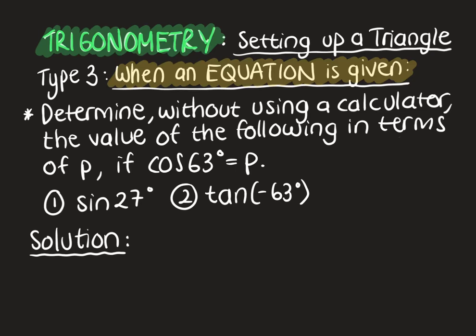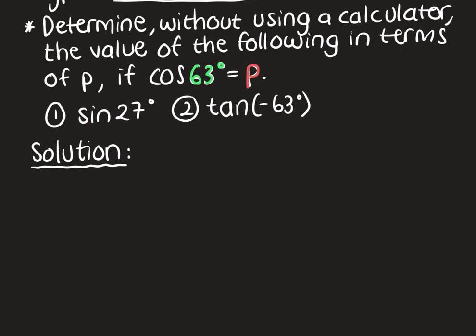Today we're going to be dealing with type 3 of the setting up of a triangle type question. As you can see, according to type 2, it's the same heading when an equation is given. The only difference now is that in type 2, we didn't know what the angle was, but we knew the sides, where it's now reversed. So now we know the angle, which is 63, and we do not know what the sides are. The sides are in terms of a variable. Okay, so this is how we go about answering this type of setting up of a triangle question.